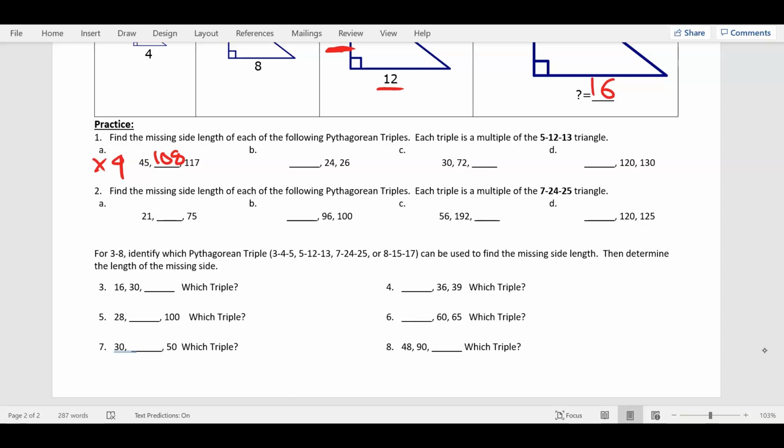Take these three numbers, figure out the multiple, use the multiple to find the blank. I know it can be a little bit tricky. I want you to be challenged. I want you to try that right now, and I'll come around and help you as needed.